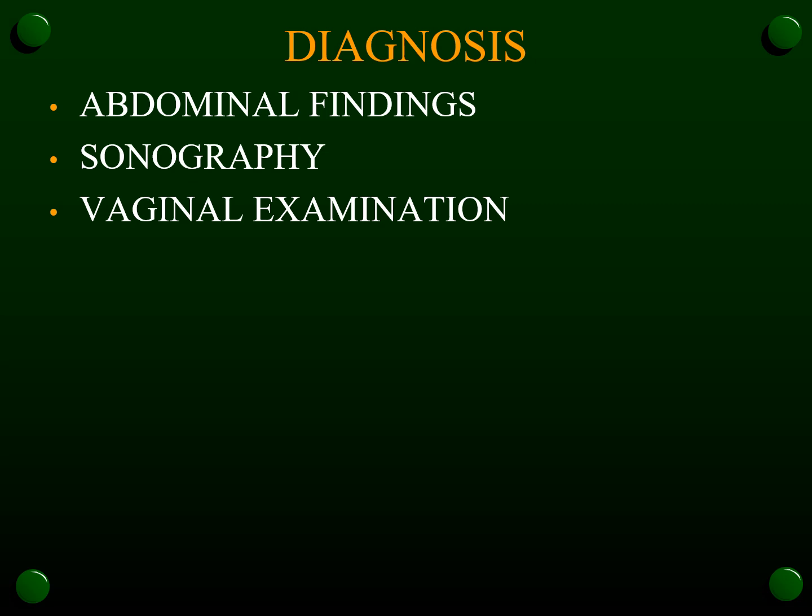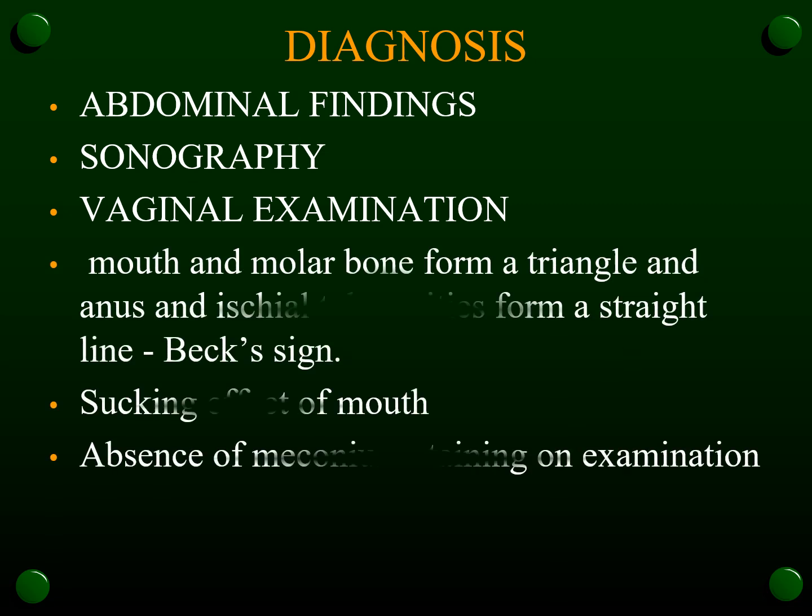Next is diagnosis of face presentation. Diagnosis can be done by abdominal examination, ultrasonography and by vaginal examination. When you are performing the vaginal examination, if you are able to palpate the mouth and molar bone, and if they are forming a triangle, and the anus and ischial tuberosity are forming a straight line, that is known as Beck's sign. It's an indication of the face presentation.